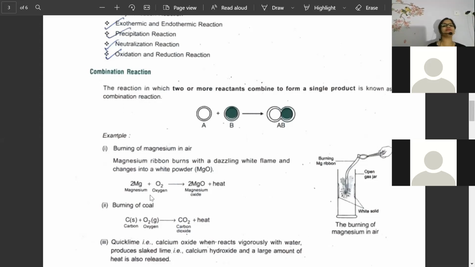But now look here, beta, burning of magnesium. You have to save your eyes when you are doing these types of reactions, when dazzling light is produced, because it can damage your retina. In short, finished.